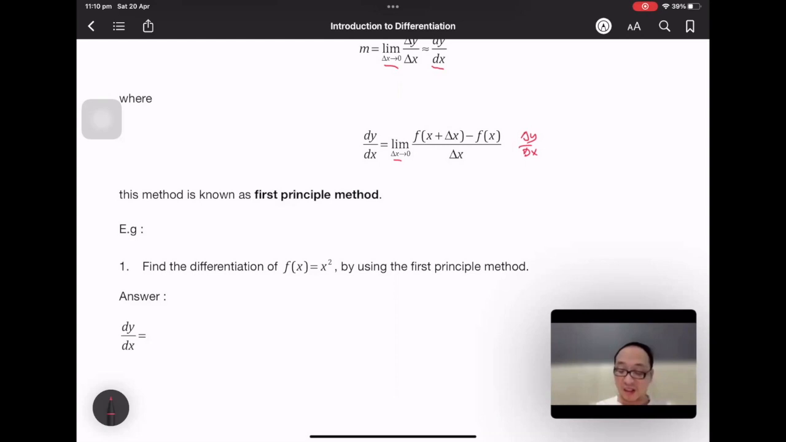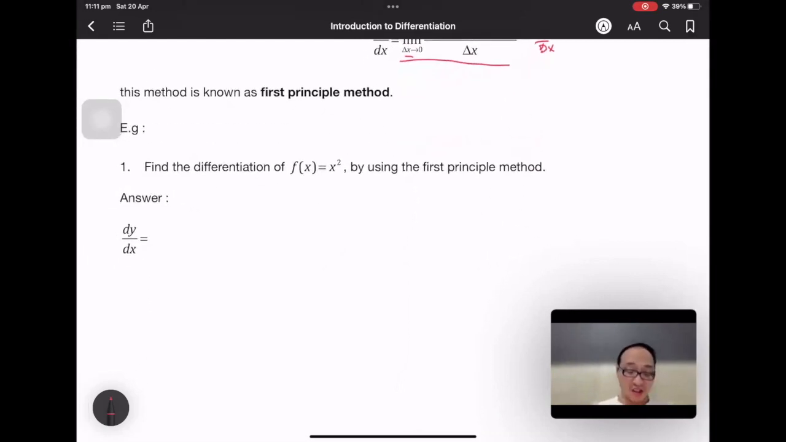Now this method is known as the first principle method. We already saw this form in the previous video, so again, please check the previous video so you can understand this better. Now, how do we work on this formula? In the previous video, we already discussed this formula, the first principle method. But now, let's look at the equation.